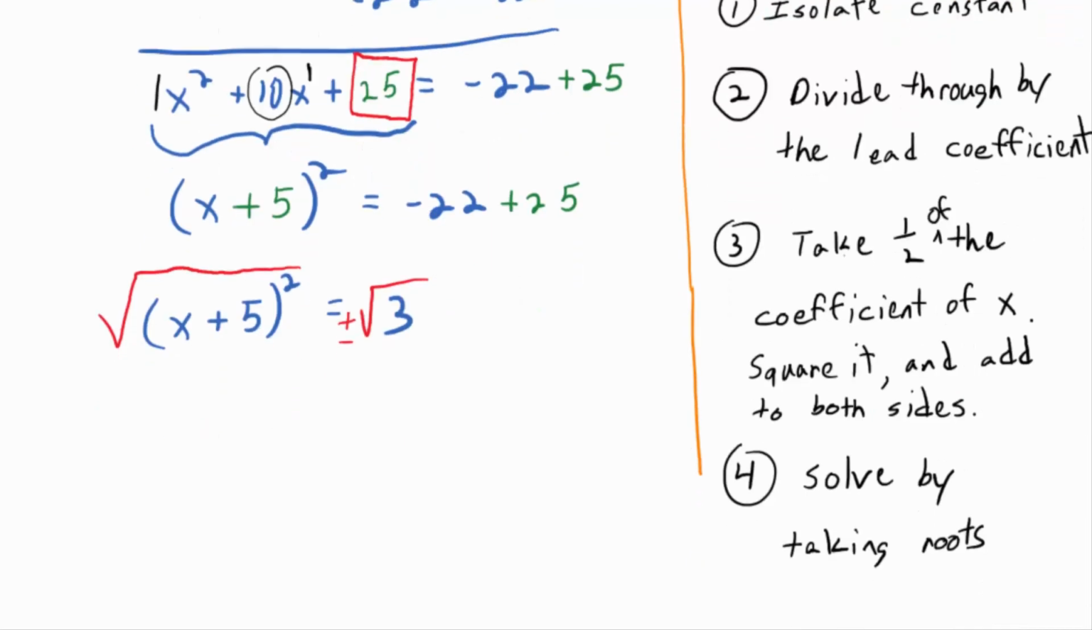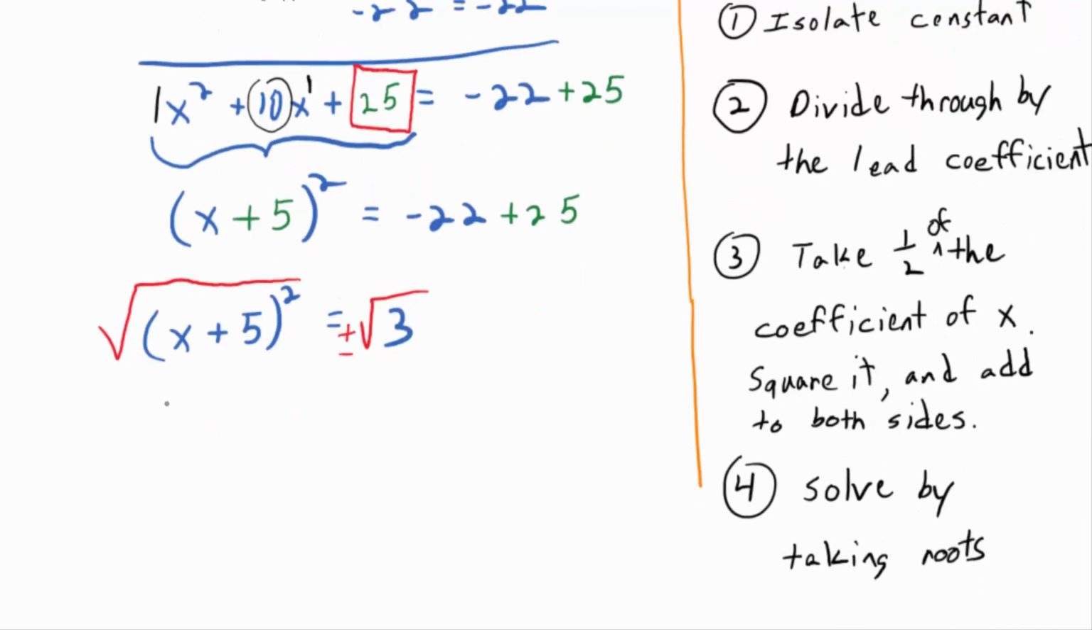Okay. And so we get x plus 5 is equal to plus or minus root 3. Now I can't combine 5 and root 3 in exact terms, right? So there's no reason to separate the plus and minus here into 2 different equations. Let's just isolate the x. How do we do that? So subtract 5 from both sides.